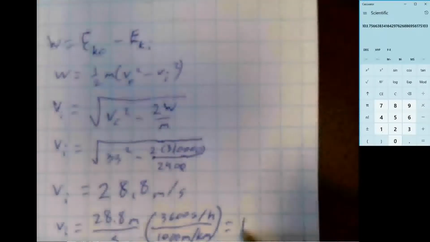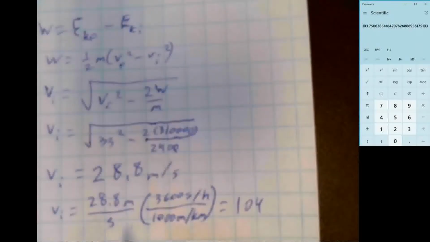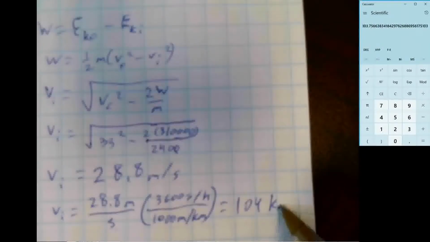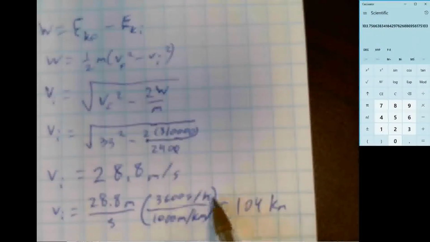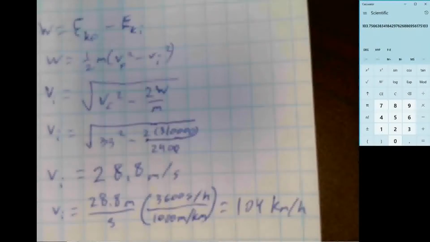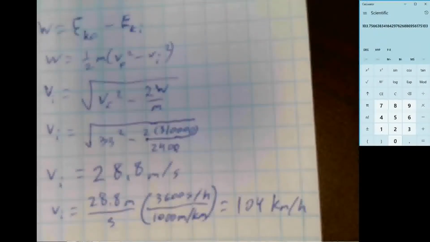What we end up with is, after rounding, 104. This seconds in the numerator divides by this seconds in the denominator. This meter in the numerator divides by this meter in the denominator. This per kilometers in the denominator ends up going to the numerator, and this per hour in the numerator ends up going into the denominator. So that's our solution for this problem.